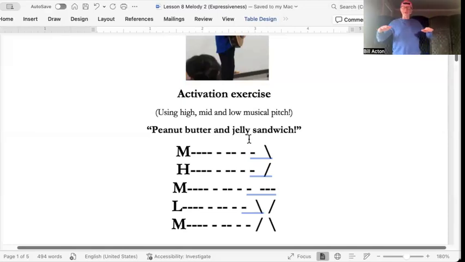Back to mid pitch again, this time with flat. Peanut butter and jelly sandwich. Down to low pitch. Here we're using a fall rise. Peanut butter and jelly sandwich. Then we'll come back up to mid pitch and do a rise fall from lesson 7. Peanut butter and jelly sandwich.